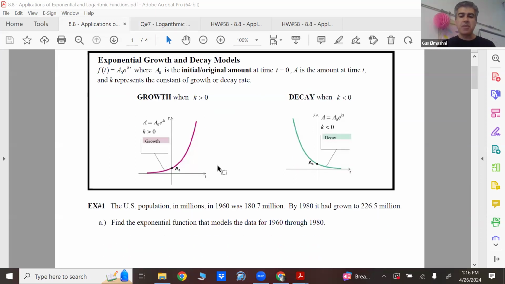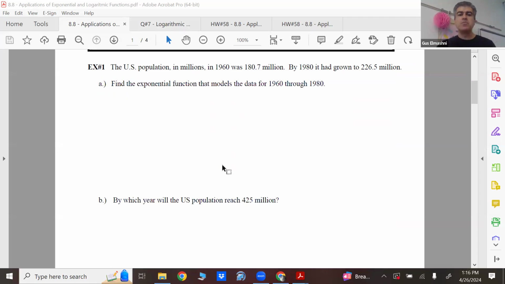So let's try it. In 1960, the US population was that many people. By 1980, it had grown to that many people. Let's build a model for this. Here's what you do. We'll say, I'll write it like this actually.